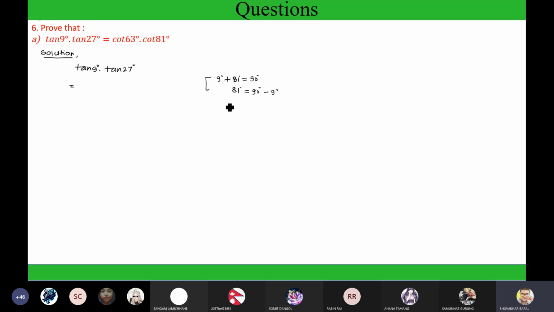Okay. Similarly, I have another pair that is 27 degree plus 63 degree. This is equals to 90 degree, and I can replace this 63 degree by 90 degree minus 27 degree. So let's replace the angles here.